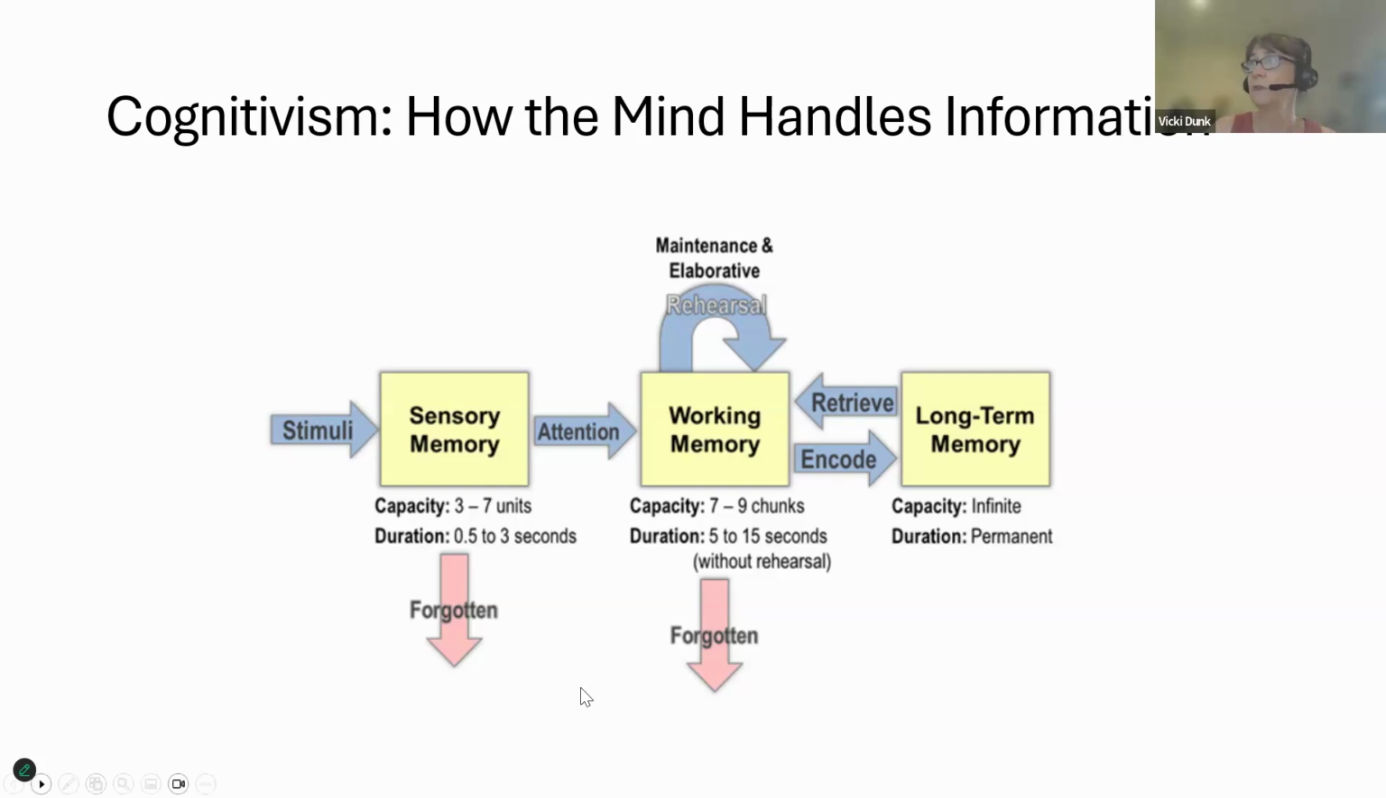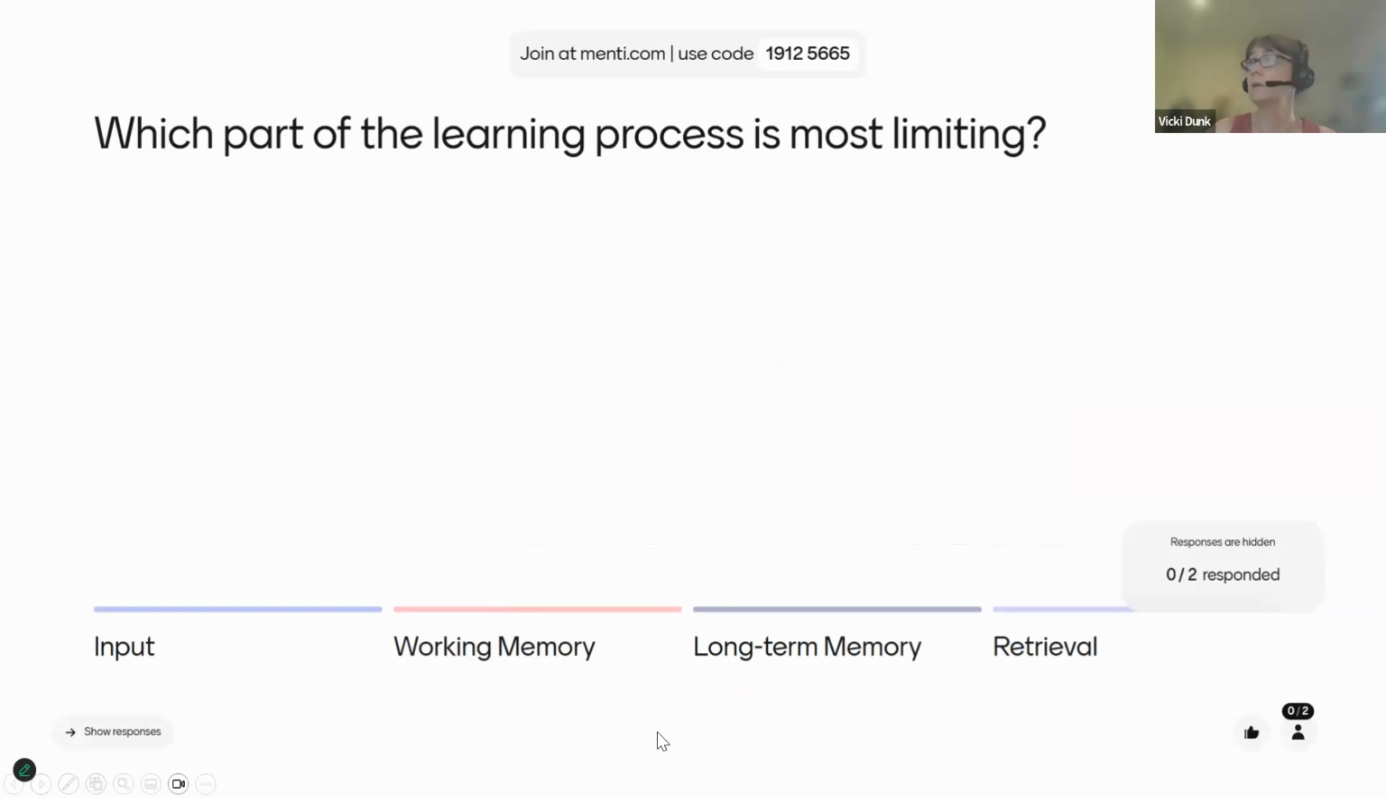We'll see if the next one is going to work. Awesome. All right, I'll put the link in there, and this is a little retrieval practice. So I've told you some information and now I'm doing a little retrieval to see if you remember it. Which part of the learning process is most limiting? Okay, and I've just put the number in there if you prefer to do that on your phone.